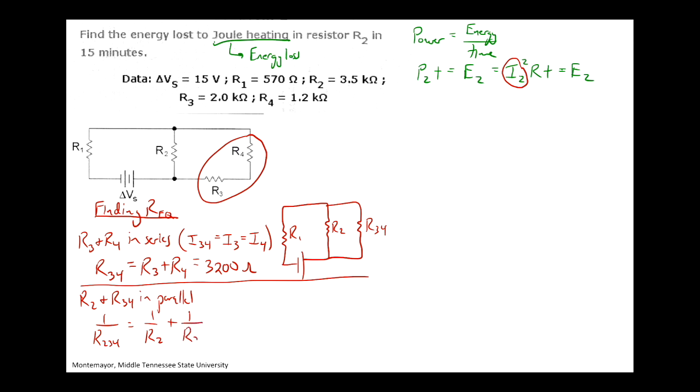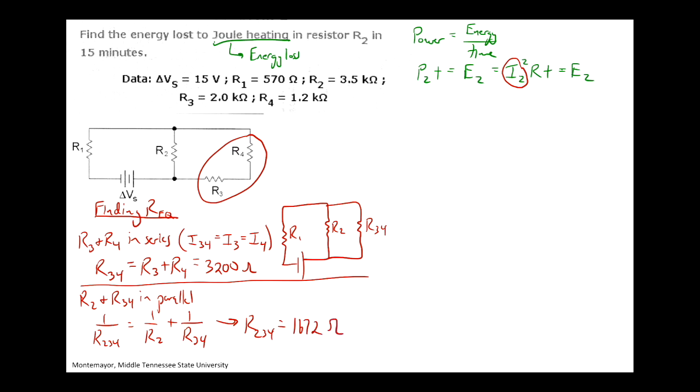I can't help it. 1 over R2 plus 1 over R34 is 1 over R234. Okay? So put those together, solve for R234, and you should get, let's see, I've got this number here somewhere, 1672.